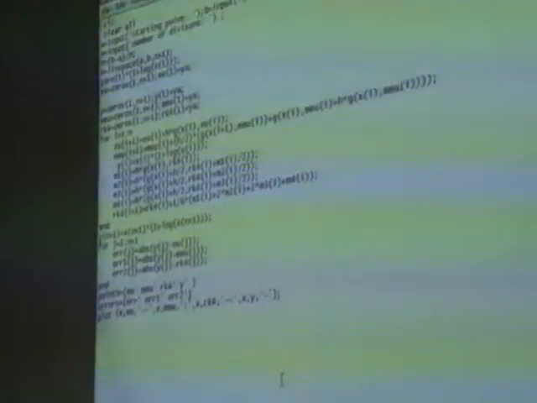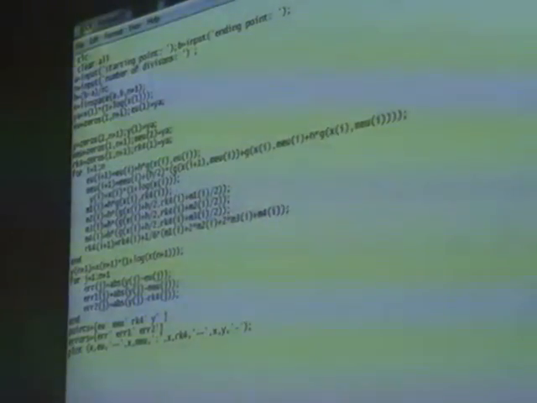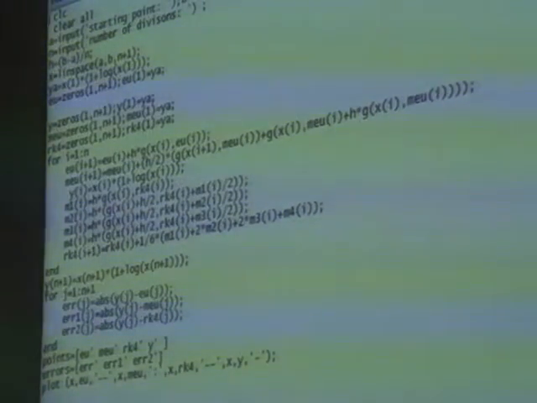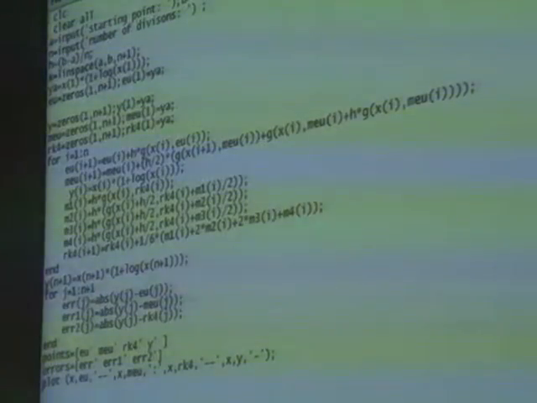How to do that? First you have to discretize your interval A to B. So the first line is you have to give your starting points A, B, the interval, correct? So this is the program which works for any problem. It's not that it works for only one problem. You can give whatever function f you want.